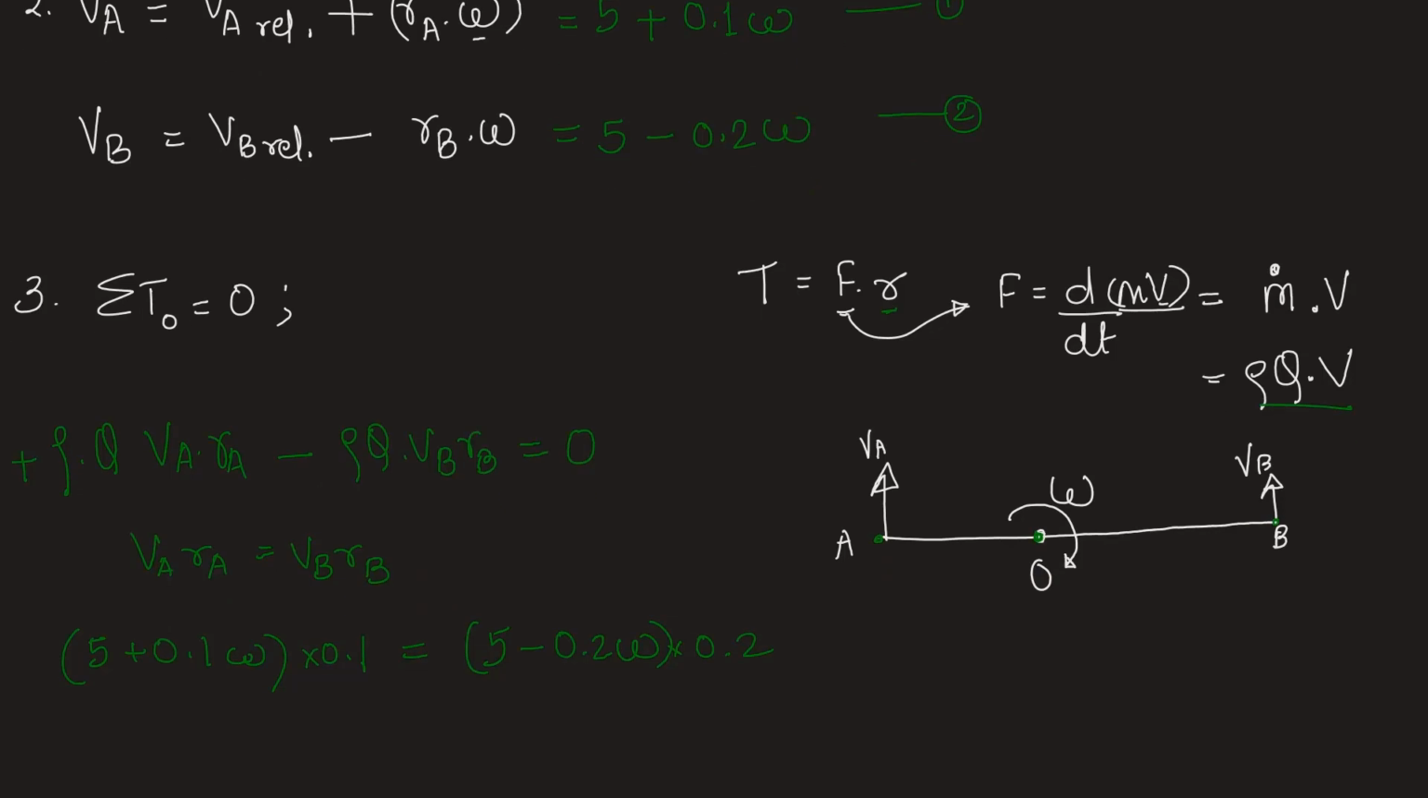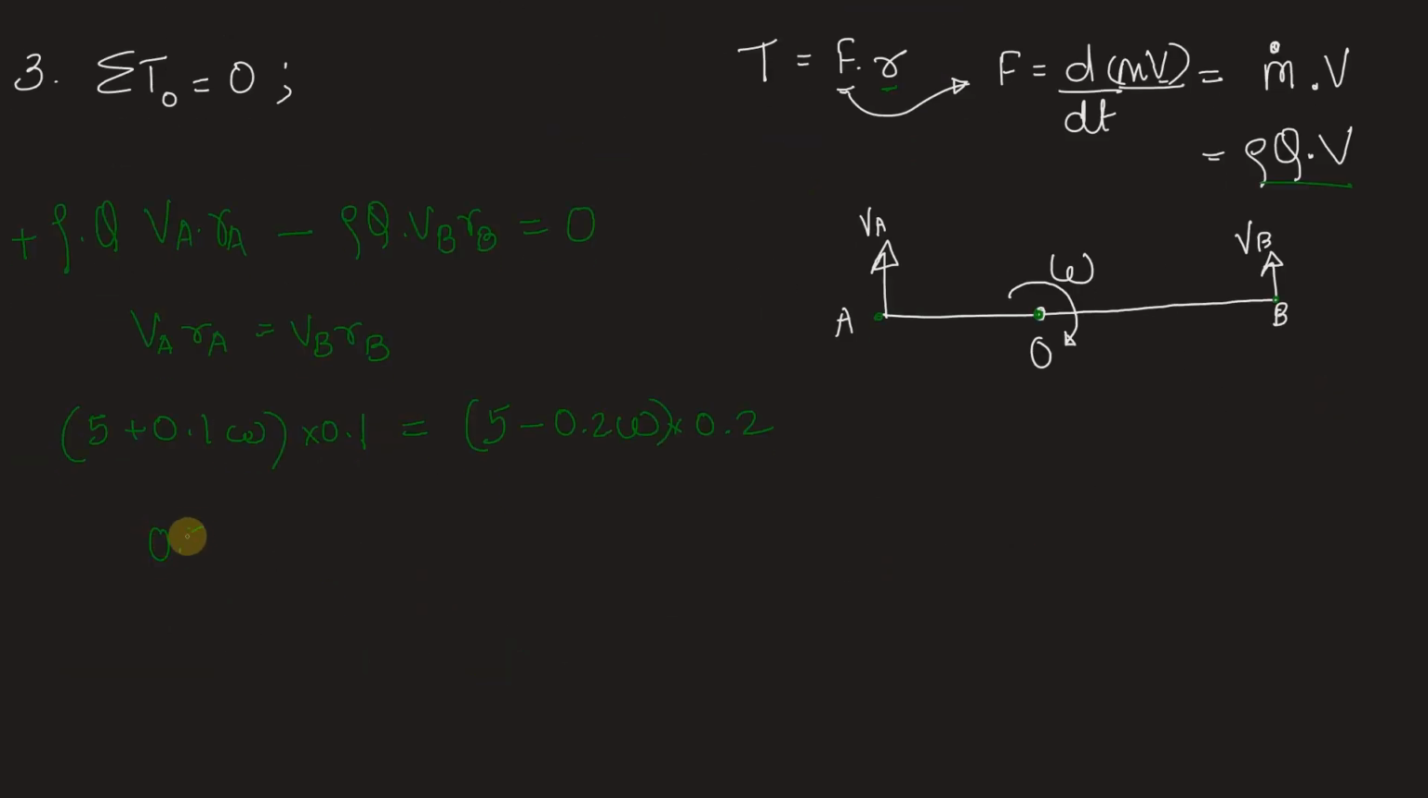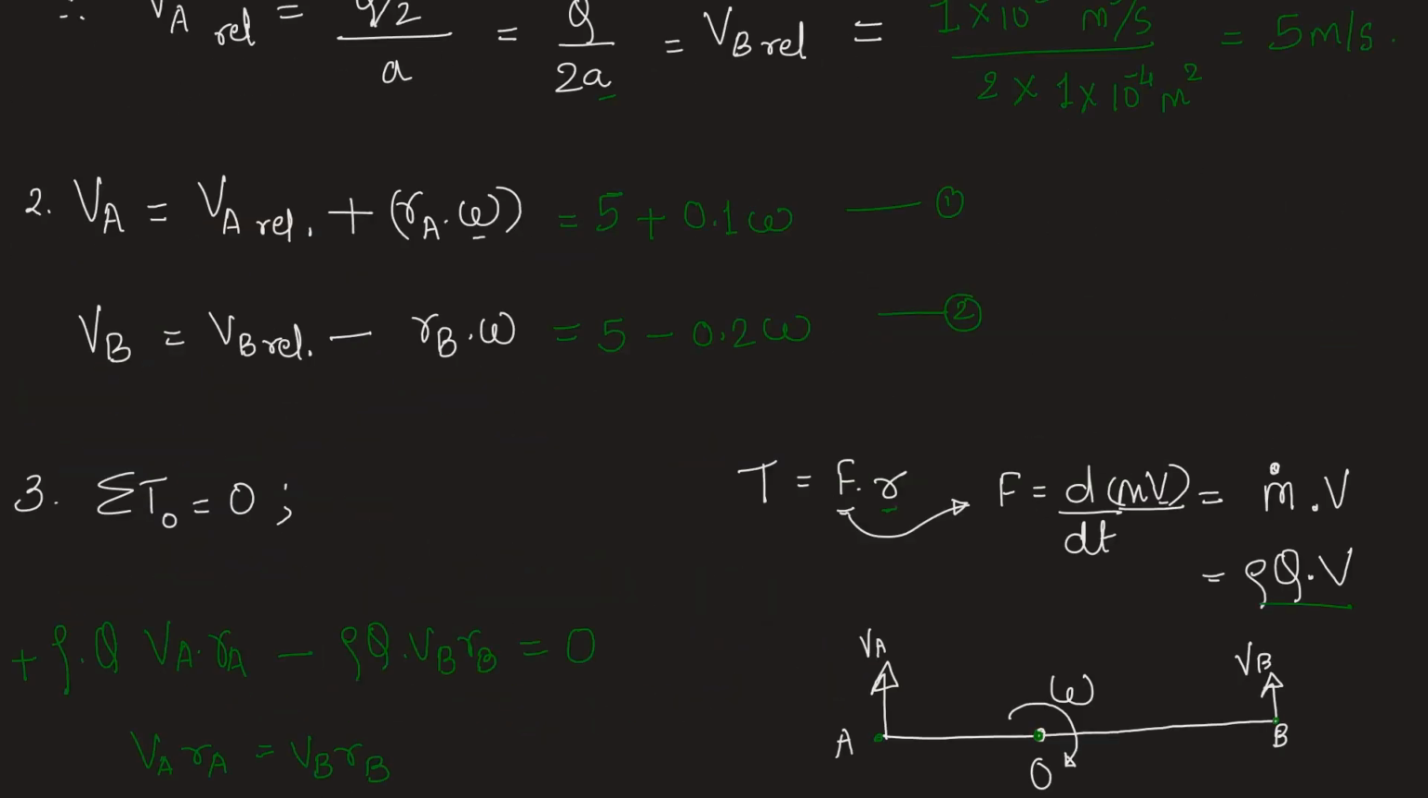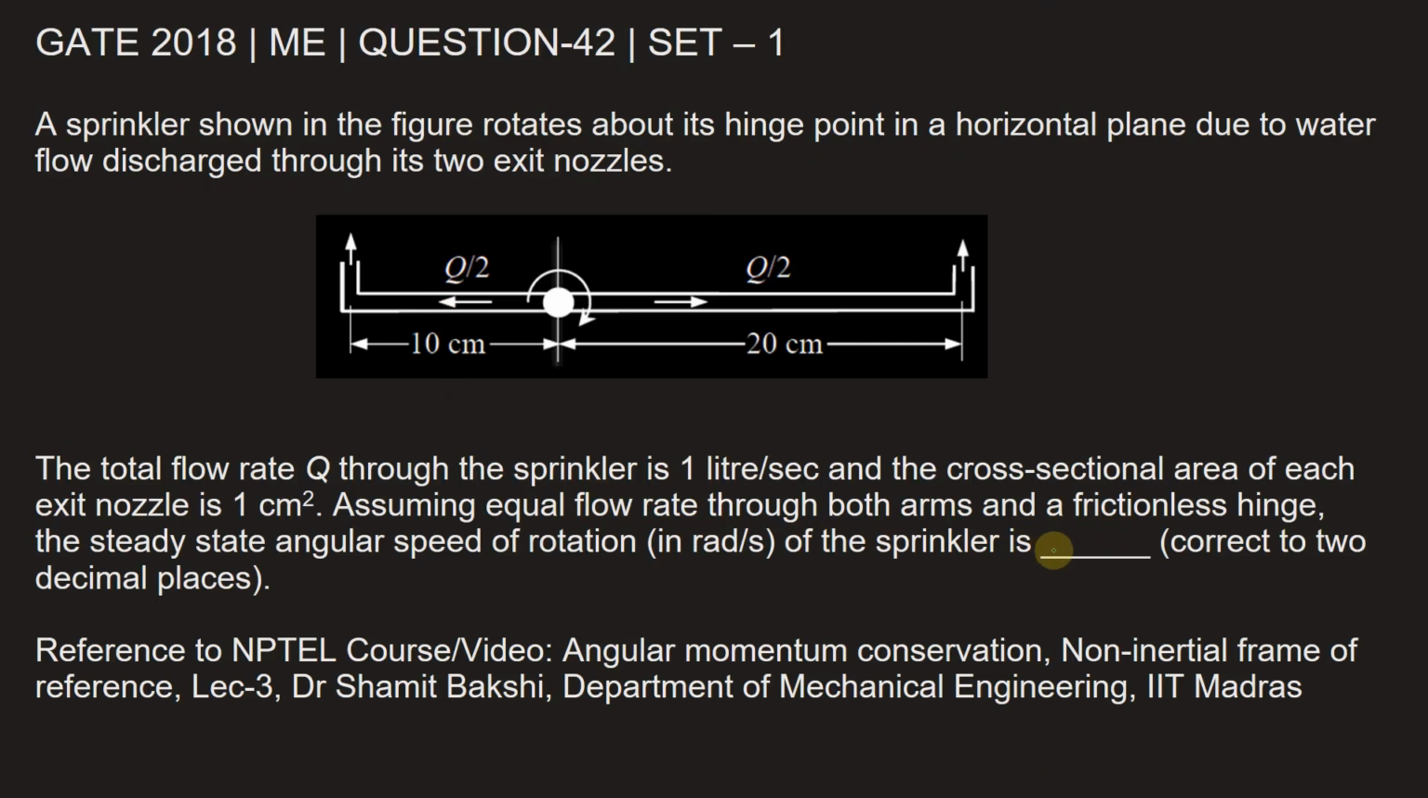Rearranging and finding the value of omega, we get 0.5 plus 0.01 omega is equal to 1 minus 0.04 omega. Rearranging this, we get omega is equal to 0.5 by 0.05, which is equal to 10 radians per second. Let's fill in the answer here. Angular velocity of sprinkler is 10 rad per second.